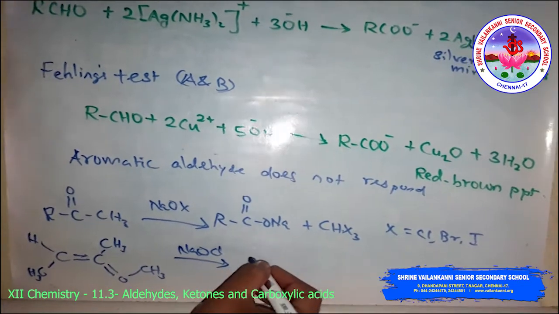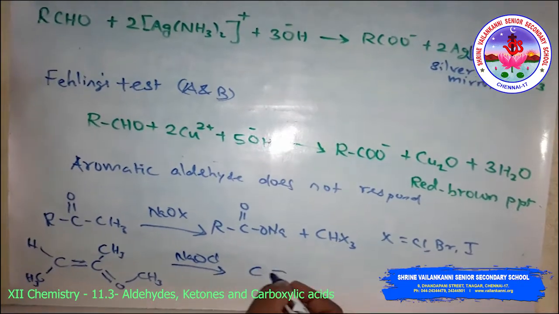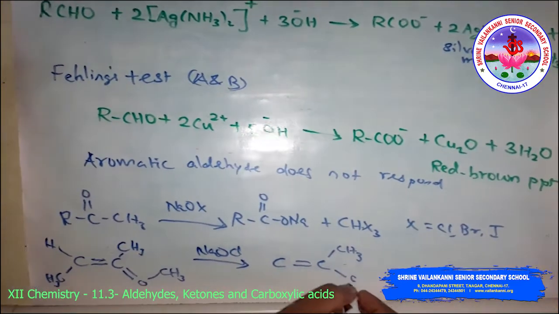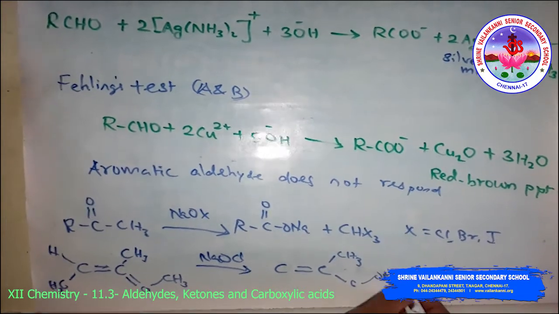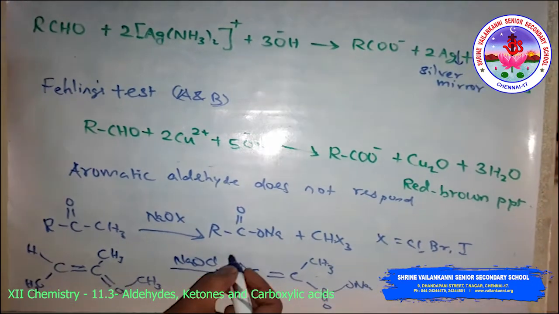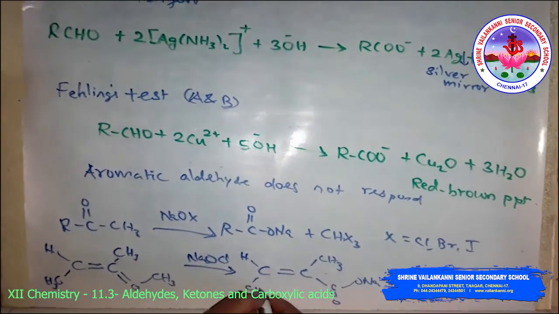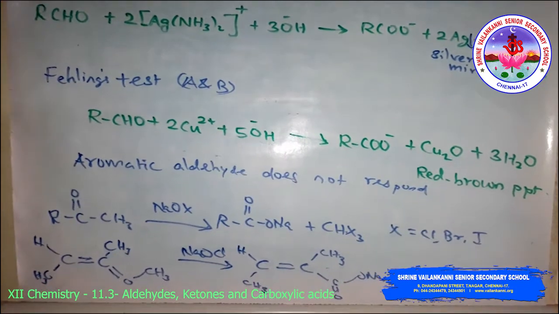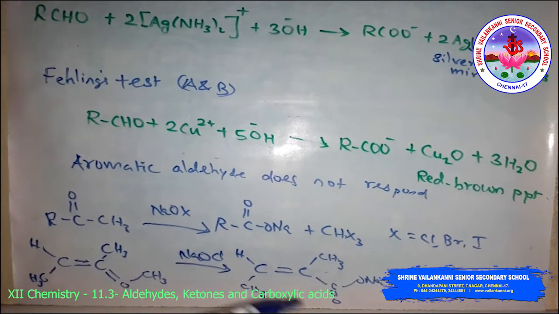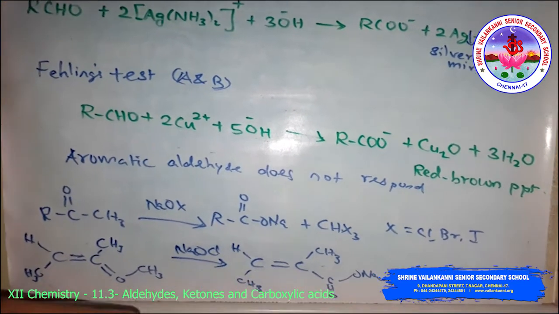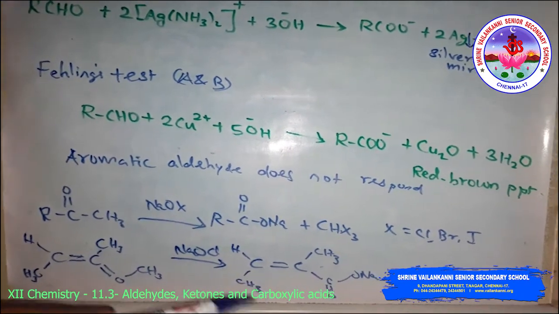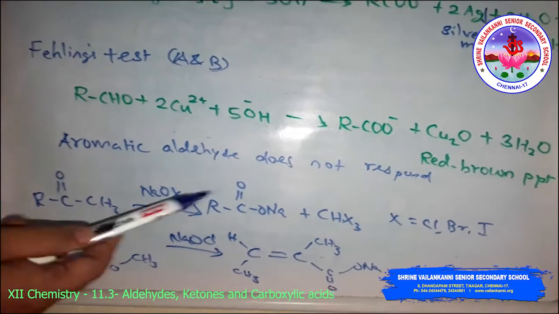With NaOCl, it forms like this: CH3, C=O, CONa, and CHCl3. So this is the iodoform reaction with sodium hypoiodite, also used for the detection of the CH3CO group or the CH3CHOH group, which is oxidized to the CH3CO group.